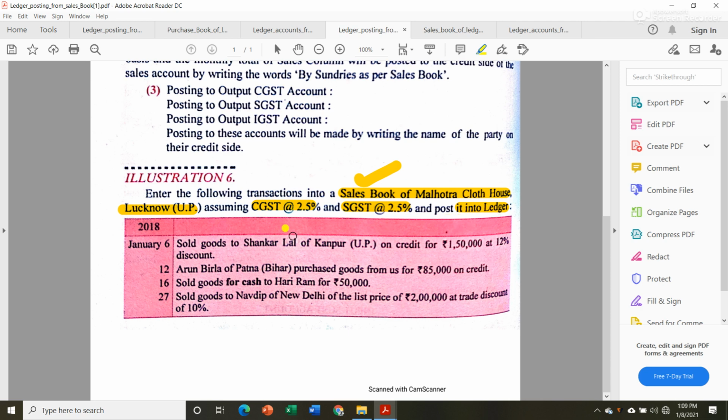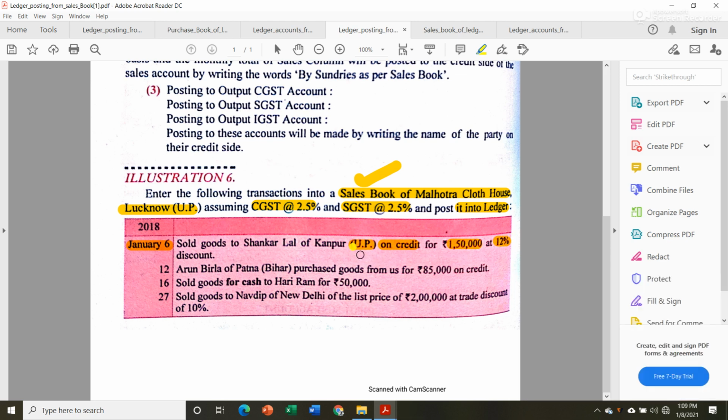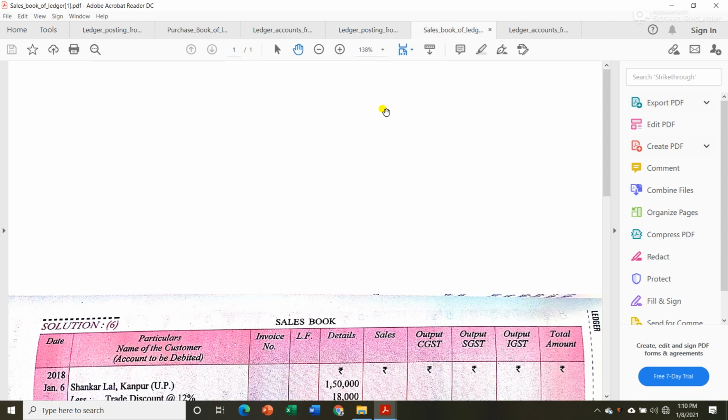Now let us see the transactions first. On January 6, sold goods to Shankarlal of Kanpur, UP on credit. That means we can record this transaction in our sales book for 1,50,000 at 12% discount. Okay, now their business is in UP. Okay, the buyer and the seller both are in UP, so we have to give CGST and SGST. So let us see the sales book.